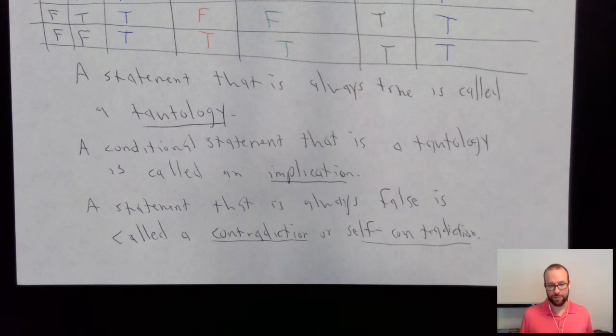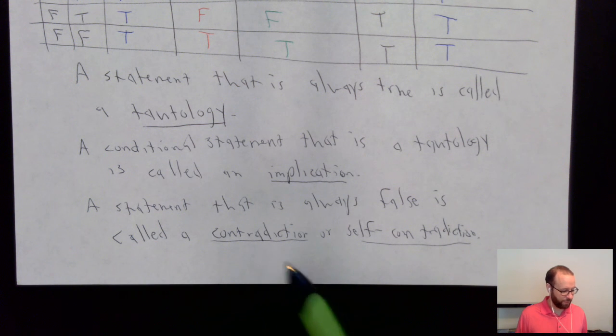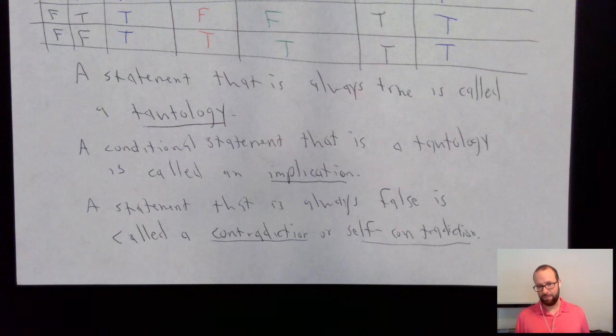It has to be a compound statement, and it has to be false because of the truth table, not because of what you're talking about. A really simple contradiction would be P and not P. P and not P will always have the truth table false, false, so that would be a contradiction.